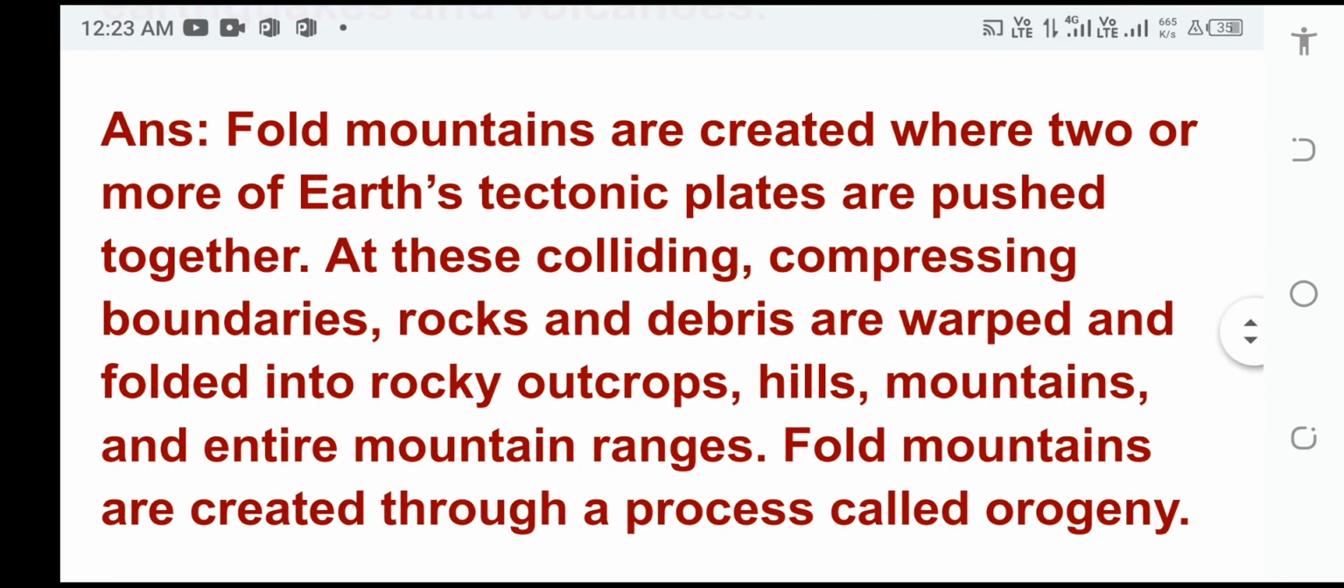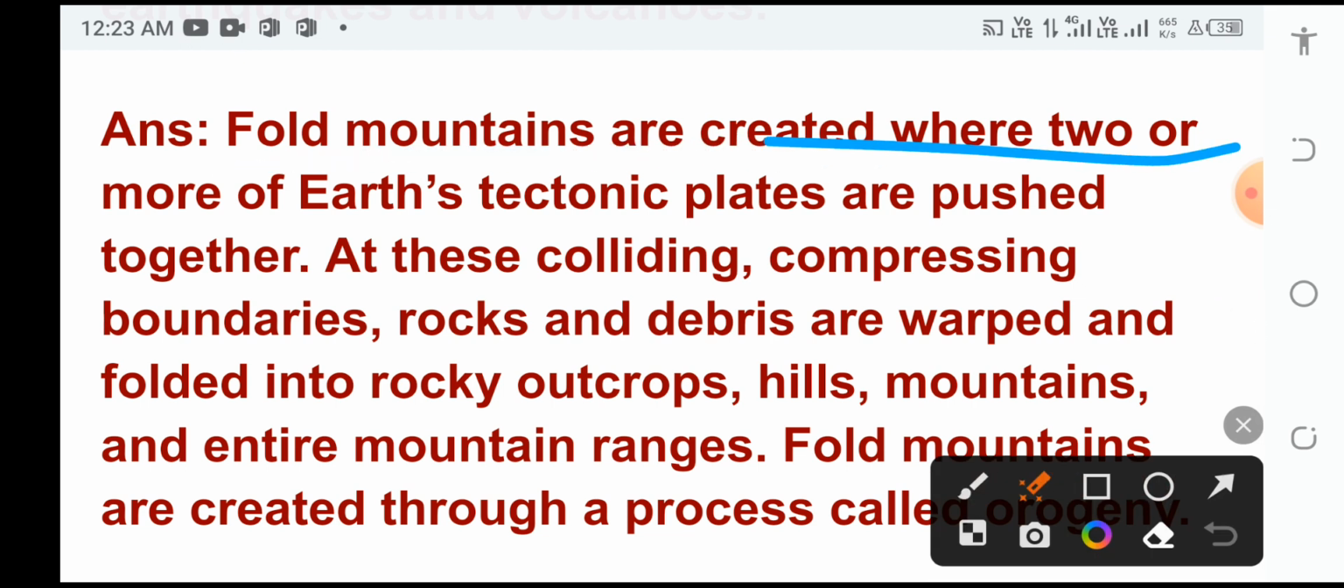Fold mountains are created where two or more of the earth's tectonic plates are pushed together. जहाँ पर दो से ज़्यादा टेक्टोनिक प्लेट एक दूसरे को पुश करते हैं, वहाँ फोल्ड माउंटेन क्रिएट होता है। At these boundaries the plates collide and compress, and rocks and debris are warped and folded into rock outcrops, hills, mountains, and an entire mountain range is created.